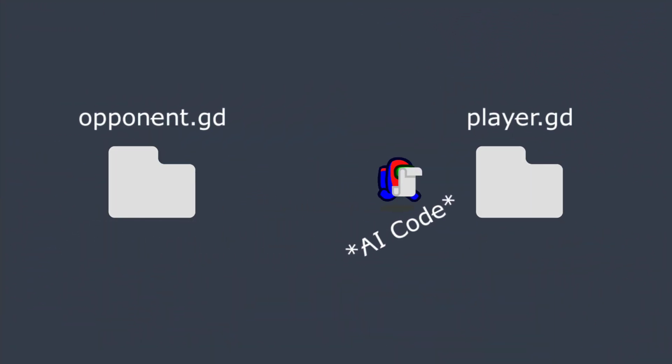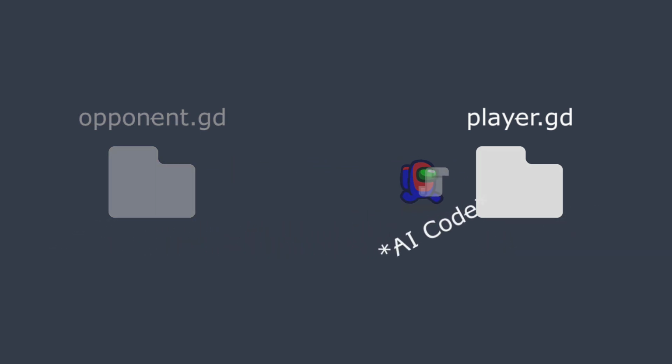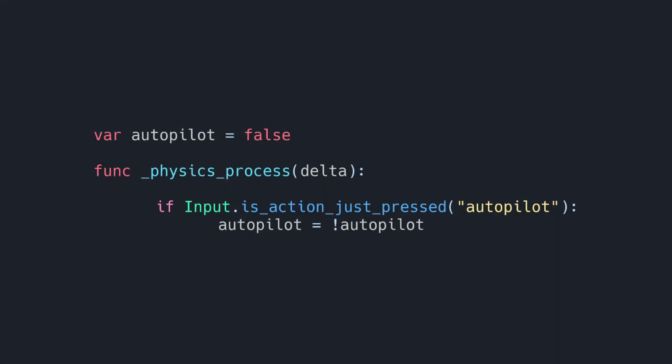The autopilot was also easy. I pasted the whole opponent movement code into the player's script, added a variable to set if the autopilot is active or not, and set an input to switch between the autopilot and the manual controller.